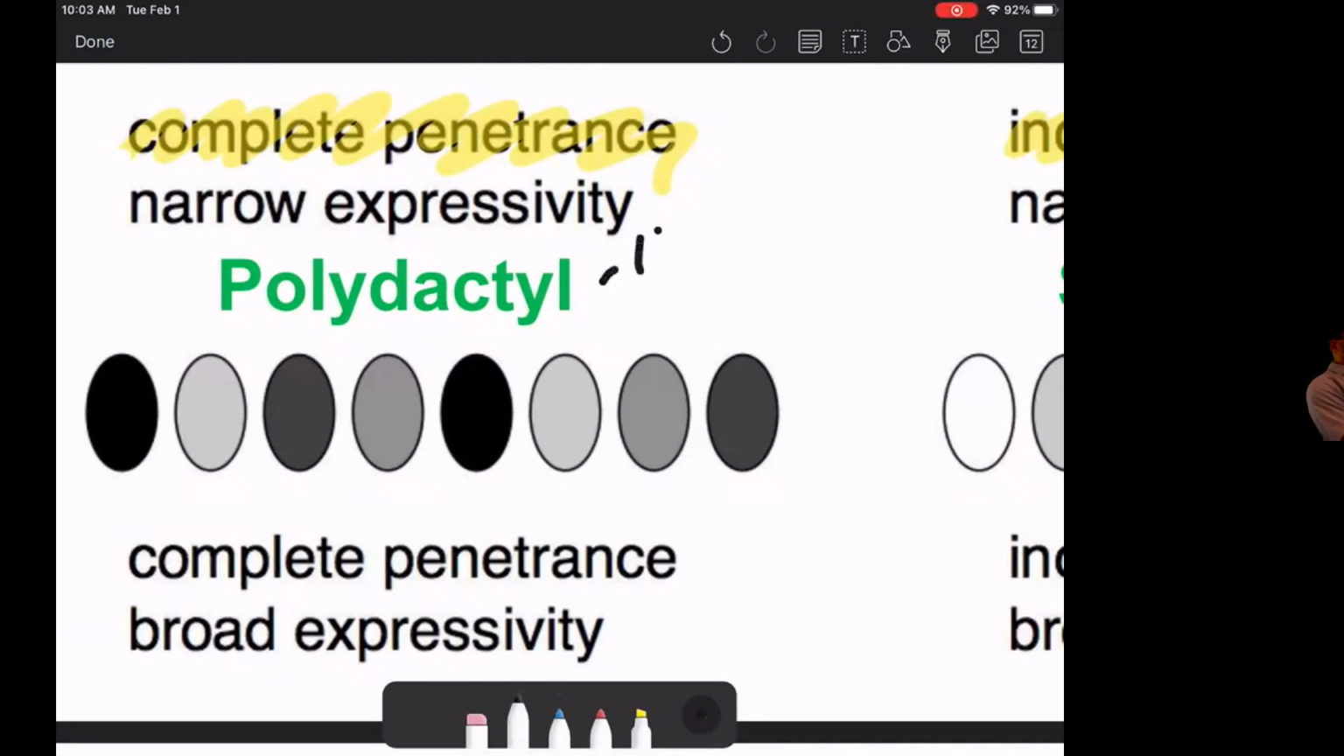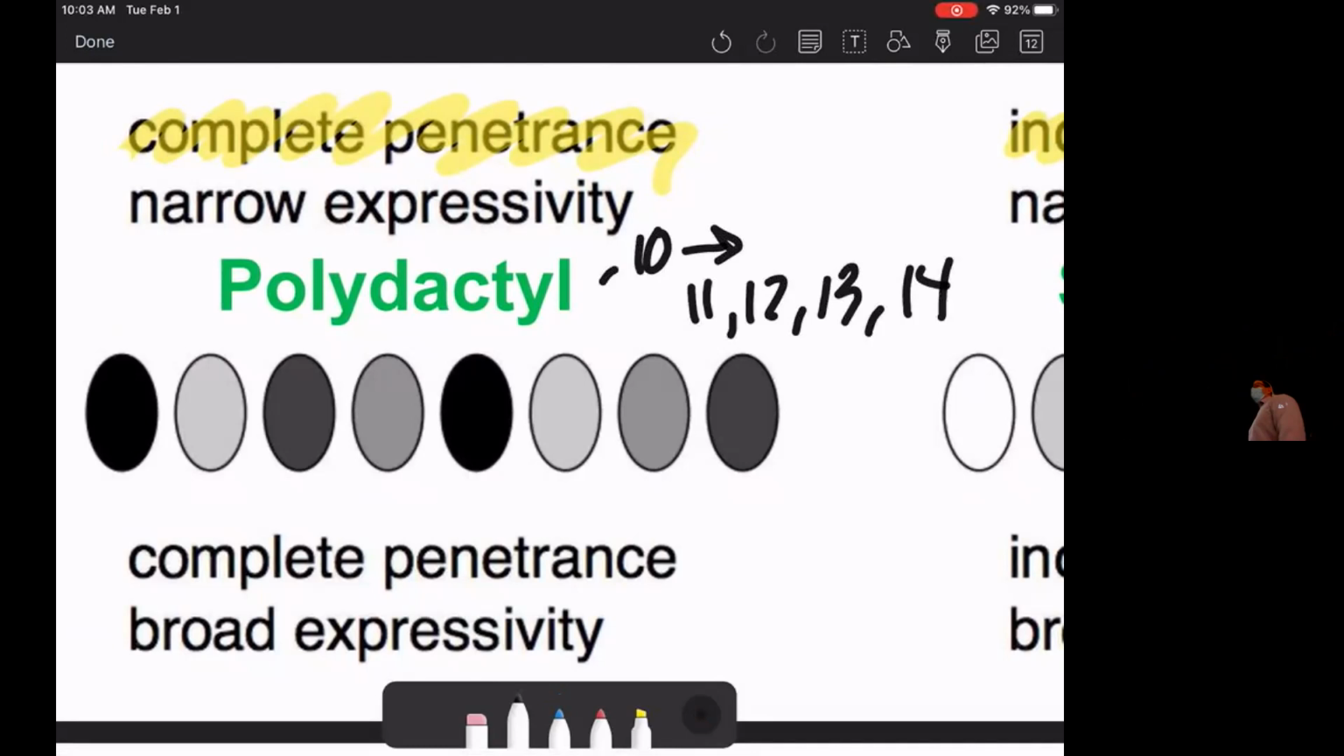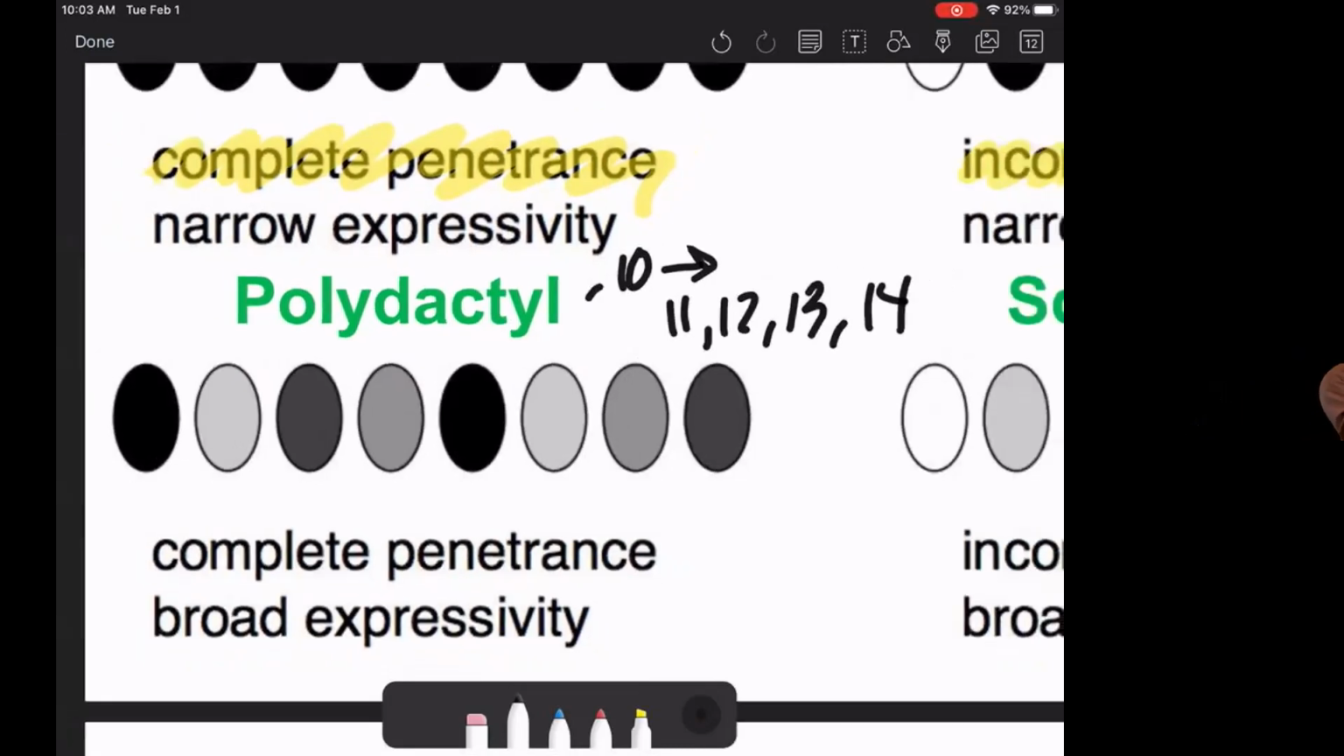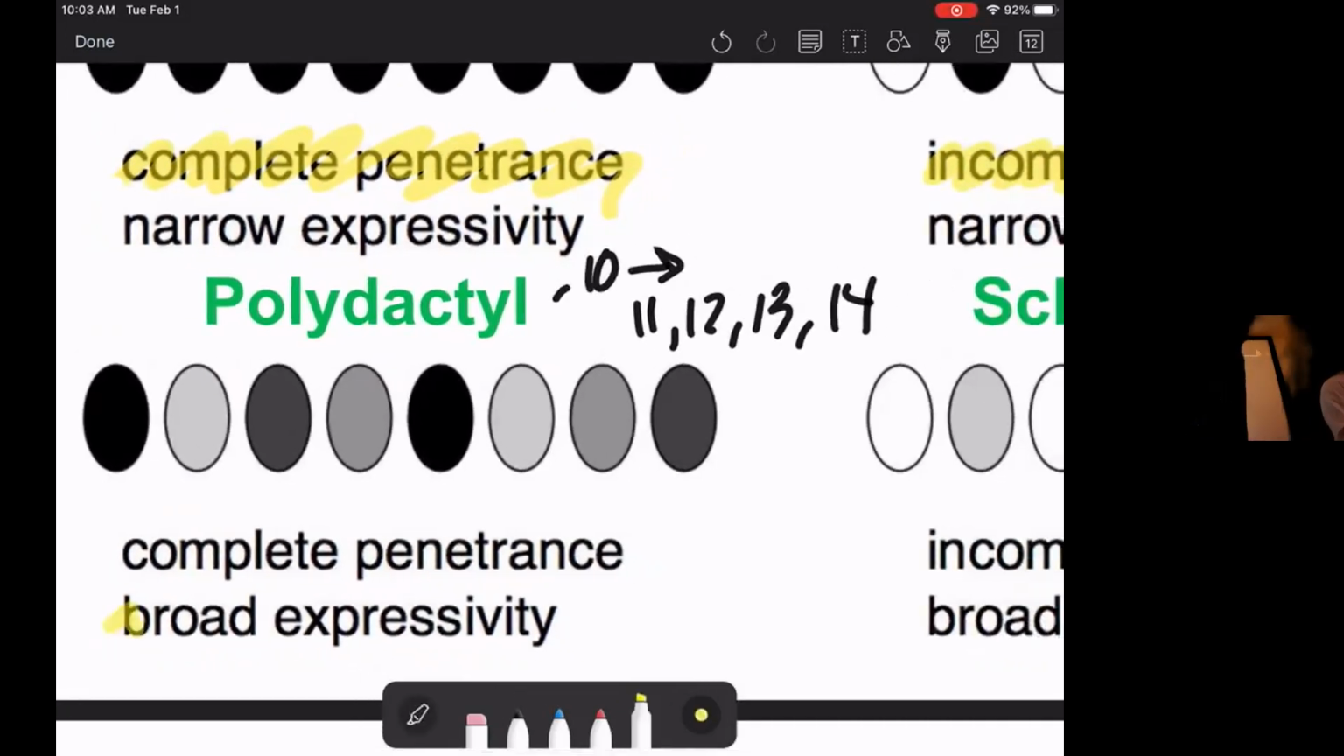You know, instead of 10 digits, you could have 11, maybe you'll get 12, maybe you get 13, super unlucky, maybe you get 14. So the mutation is there and it's coming through. Penetrance is complete. But expressivity, the level at which it comes through, can change. It can be really severe or it can be really light, barely noticeable. This is what we call broad expressivity.